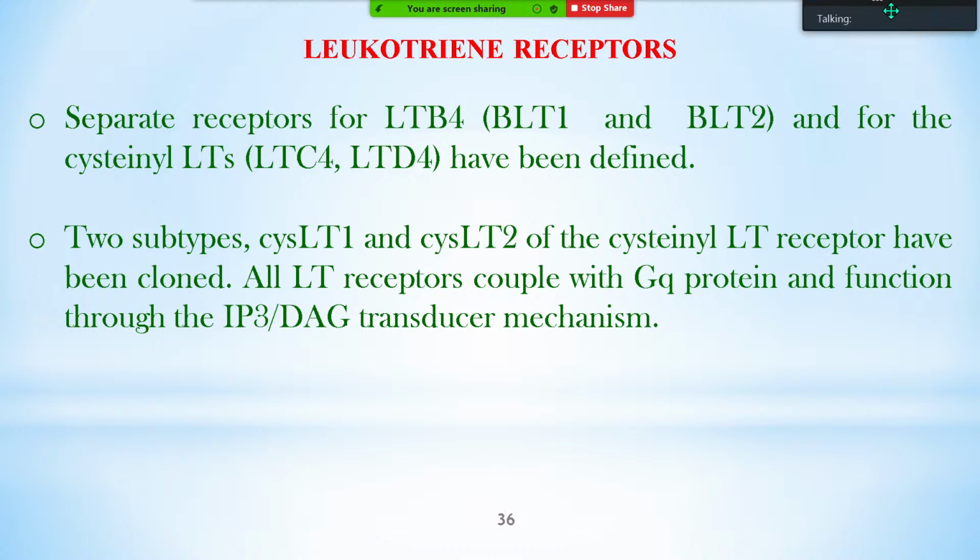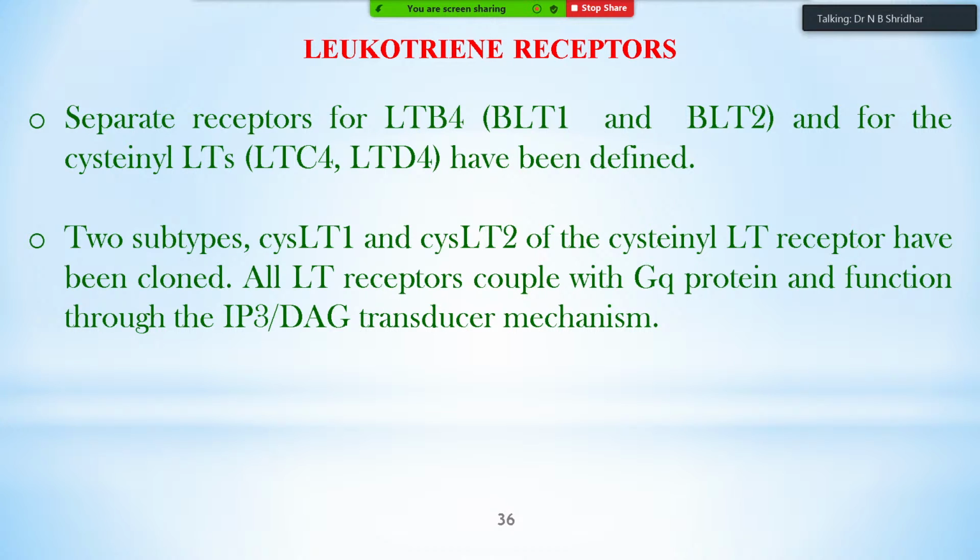In the earlier class, we were discussing the prostaglandins and the different types of prostaglandin receptors. And in this class, we will discuss the leukotriene receptors. Of course, the leukotrienes are also arachidonic acid derivatives, and there are separate receptors, especially for leukotriene B4: BLT1 and BLT2 type receptors.